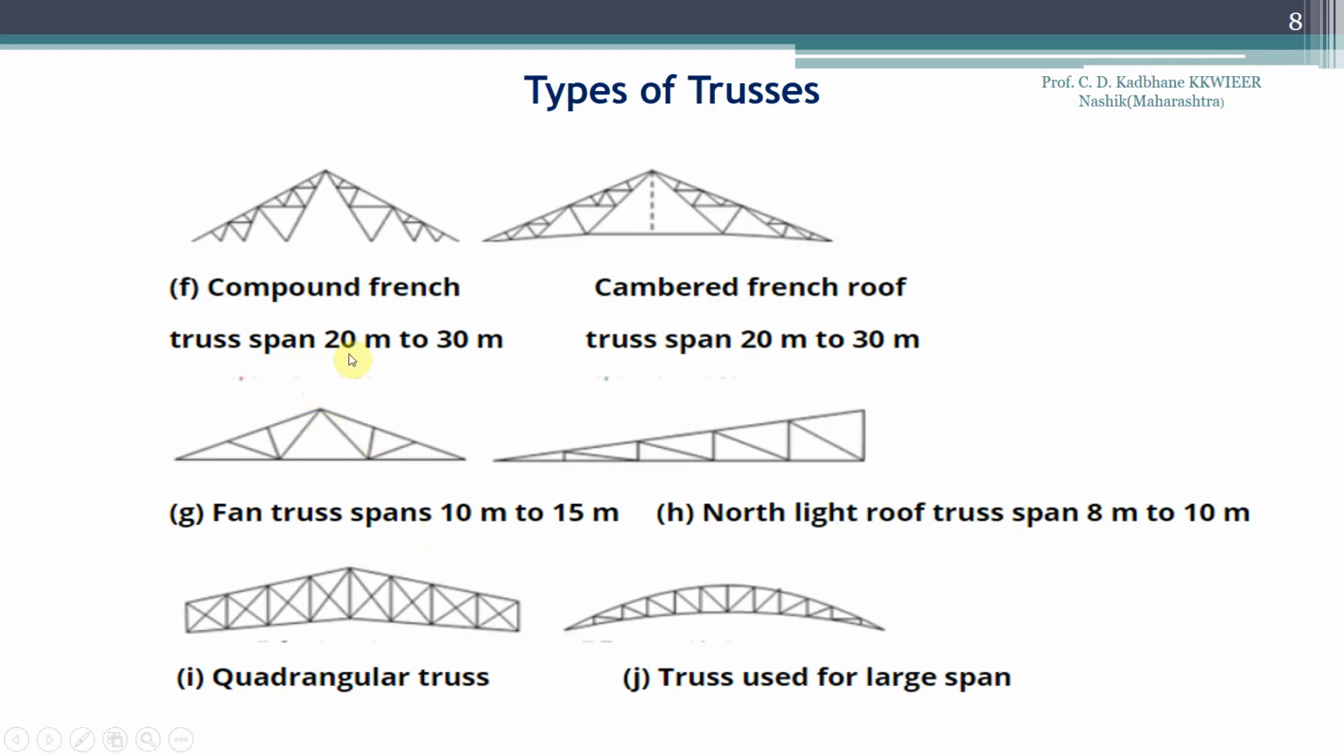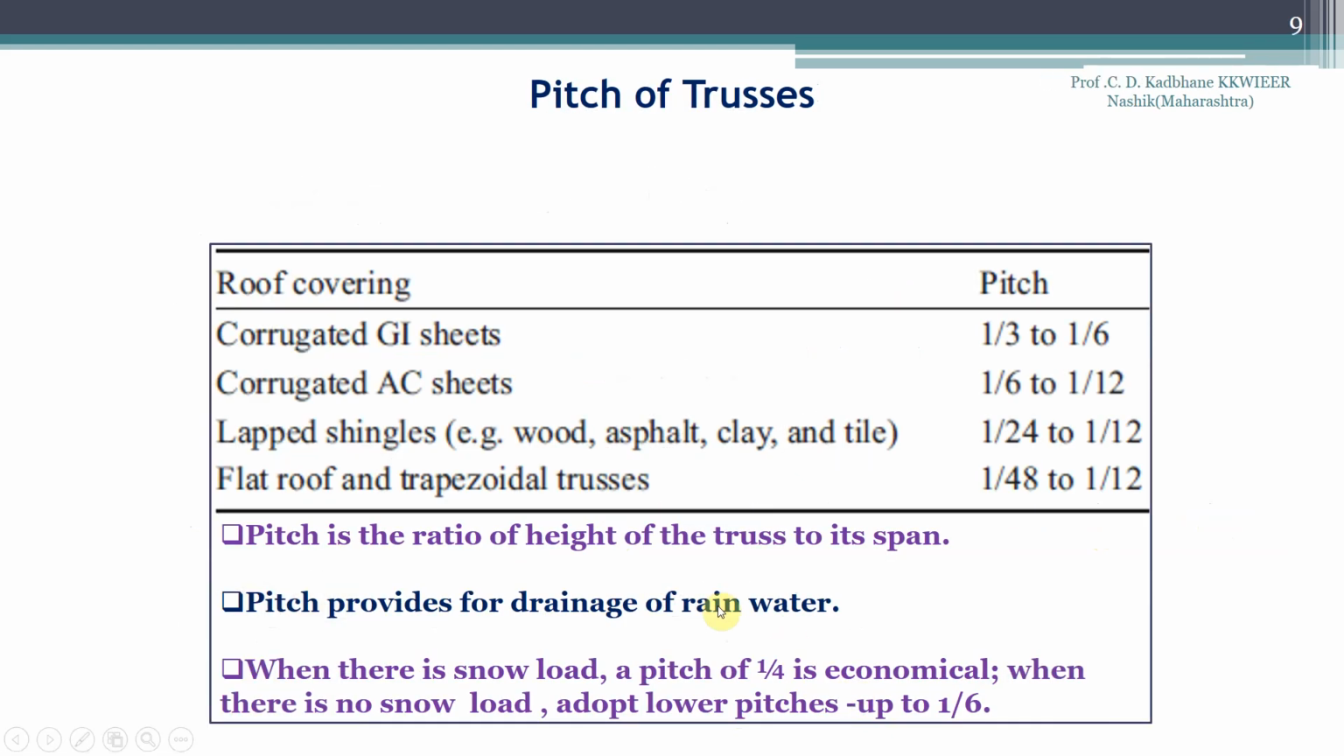Similarly, for spans up to 20 meter to 30 meter, compound French roof truss can be selected or chosen. Similarly, cambered French roof truss for the span ranging from 20 meter to 30 meter. Similarly, this one is a fan truss and it can be employed for spans ranging from 10 to 50 meter. This is a north light roof truss and can be employed for spans from 8 meter to 10 meter. This is a quadrangular truss and this is a truss used for large span.